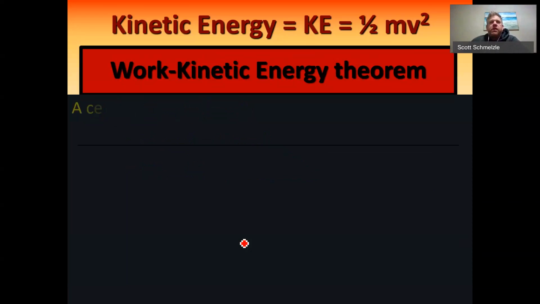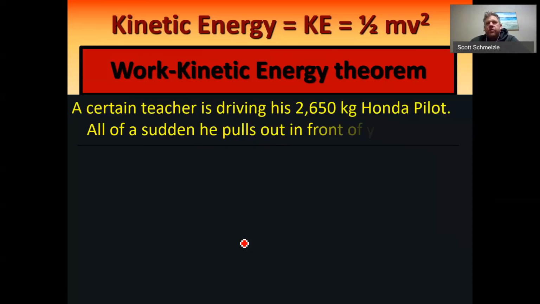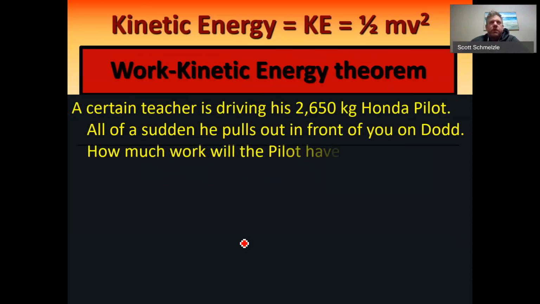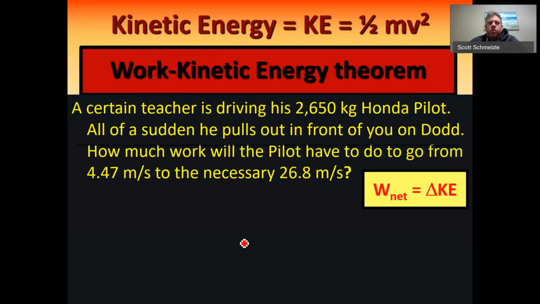So with that being said, let's try something out here. A certain teacher is driving his 2,650 kilogram Honda Pilot. All of a sudden, he pulls out in front of you on Dodge. How much work will the Pilot have to do to go from 4.47 meters per second, which is about 10 miles per hour, to the necessary 26.8 meters per second, which is about 55 to 60 miles an hour? So what we see here is we've got a mass, and a velocity and another velocity.